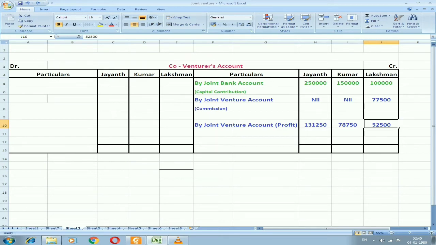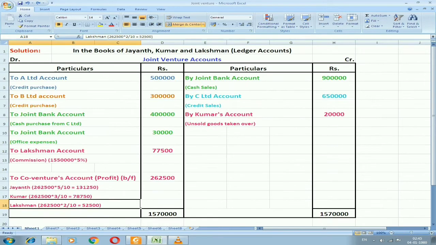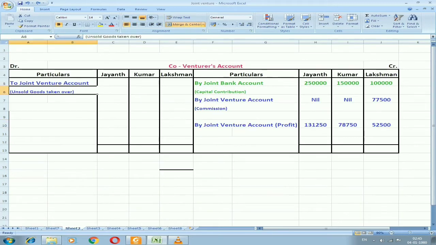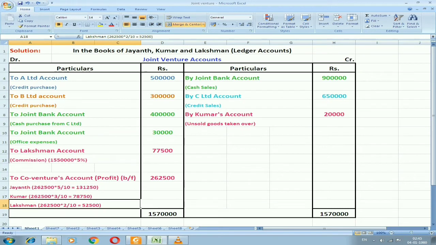On the credit side, one co-venture account is there. Let us take that: Kumar's account, unsold goods taken over 20,000. So it is on the credit side. While taking it on the co-venture account, we are supposed to take it on the debit side. To joint venture account, for Kumar column 20,000. Other than that, on the joint venture account, we don't have any entries related to co-ventures.